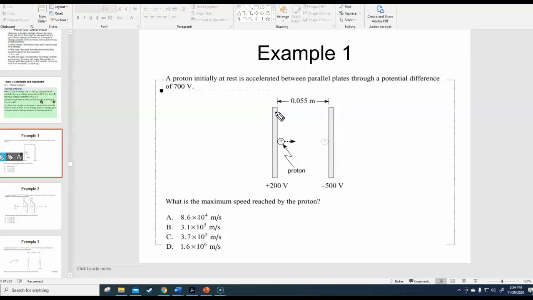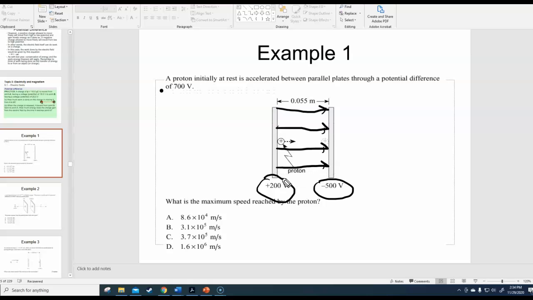I also want to remind you that electric field lines always point from high potential to low potential. Based on the diagram, I know that the left plate has a potential of 200 volts, and the right plate has a potential of negative 500 volts. So the electric field lines in between these two plates would look something like this. They would be uniformly spaced out to represent the fact that the field is constant. I didn't do the best job drawing these. These should be evenly spaced out. Just ignore my bad handwriting, and of course there would be some edge effects at the sides.